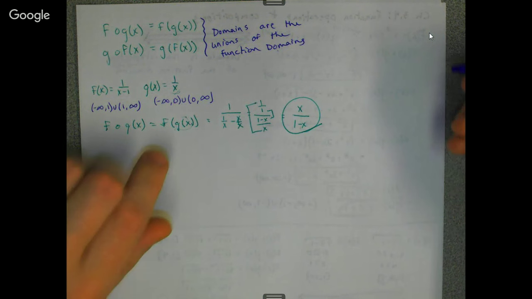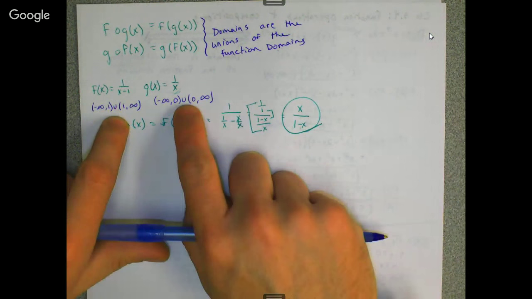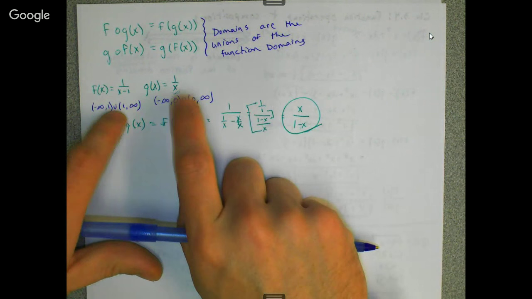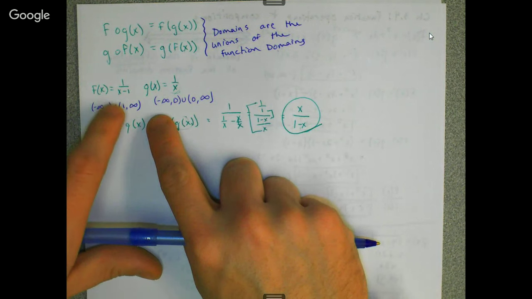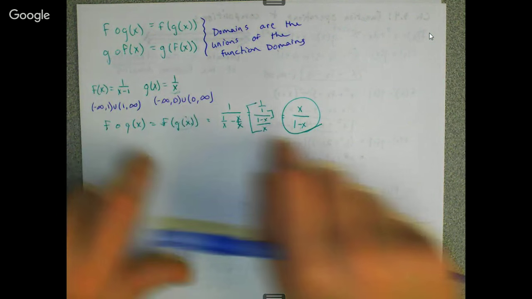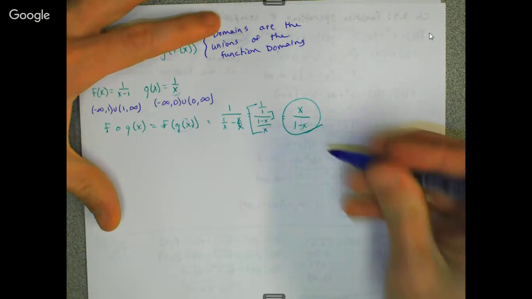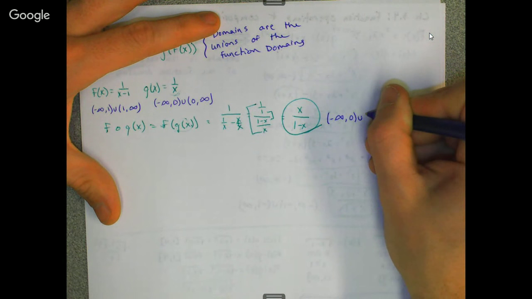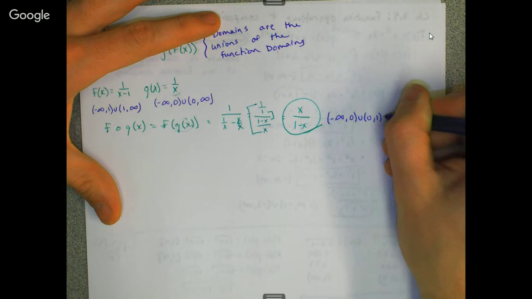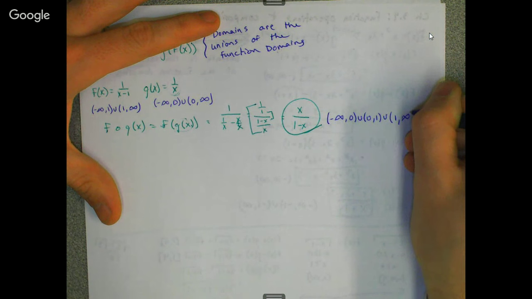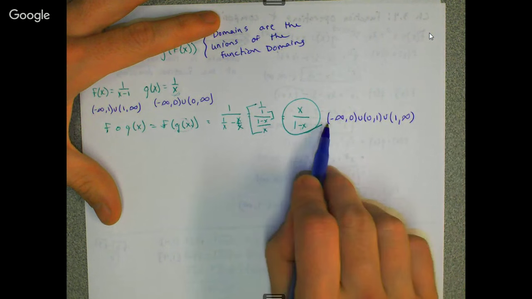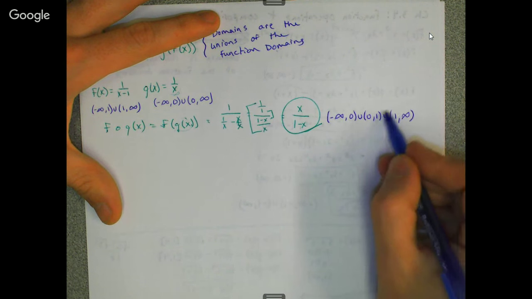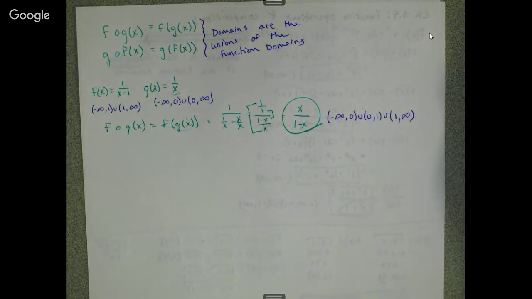But I want to worry about the domain. Well, thinking back over here, I need the union of these two domains. For both of these together, I have to get rid of 1 and 0. So when I come over here, I also have to get rid of 1 and 0. So we're going to say negative infinity to 0, union 0 to 1, union 1 to infinity. So I start at negative infinity, going right across the number line, and I'm plucking out 0 and 1 for my functions.